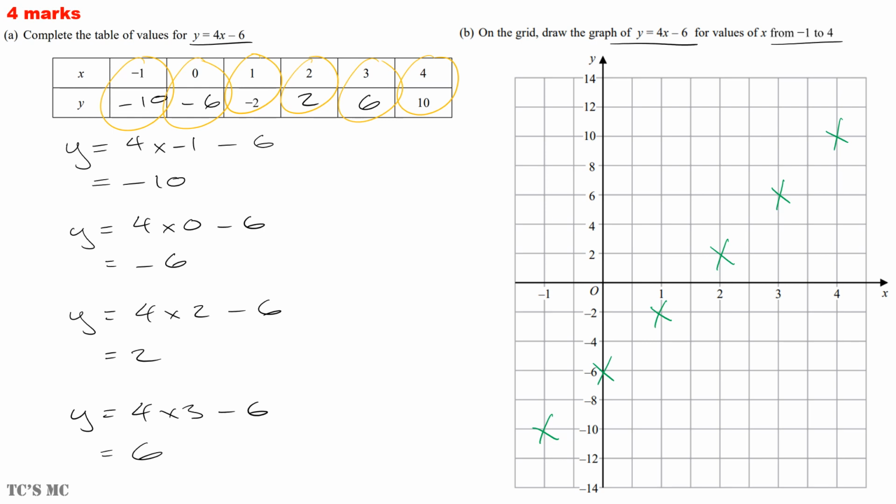If we plot all of them correctly, we get 1 mark. For the final mark, we must join them all up using a ruler. Try and be as accurate as possible and make sure you go all the way across the set of axes.